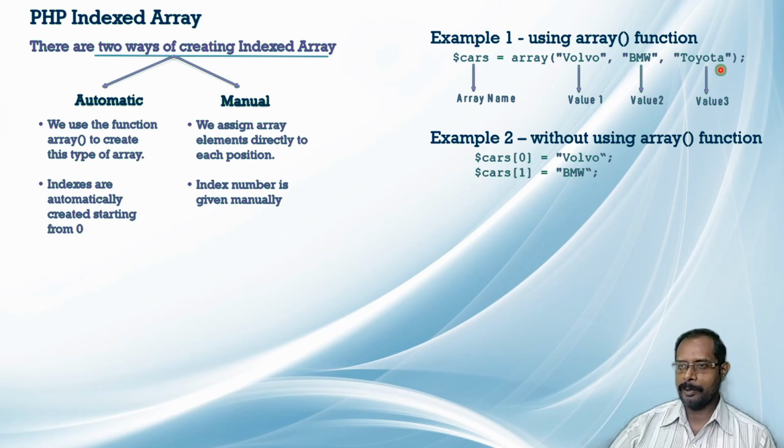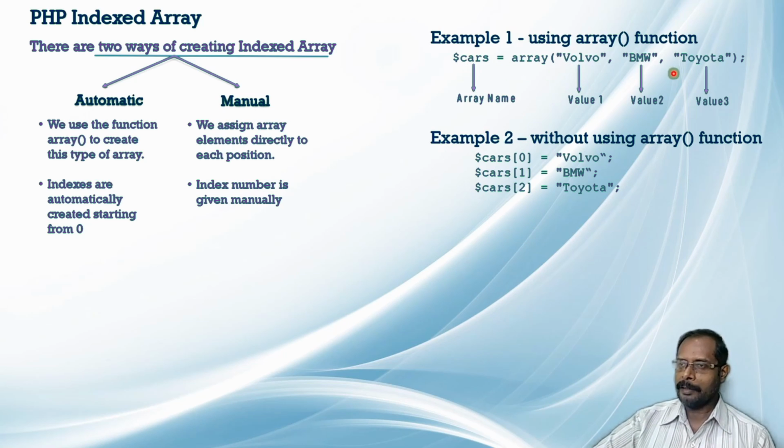$cars[1] is equal to BMW. This assigns the next value to the array at the position cars[1]. And finally, the third value is Toyota. I am assigning it to cars[2], like this. Now let us see how this gets represented in the system memory.